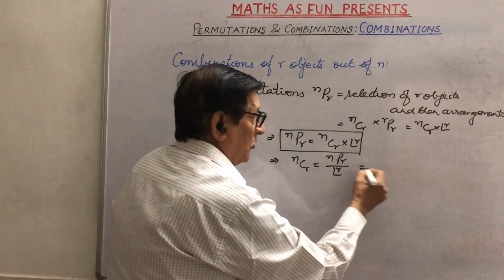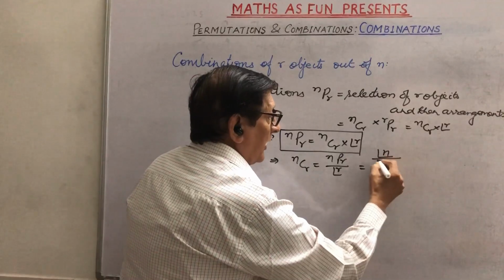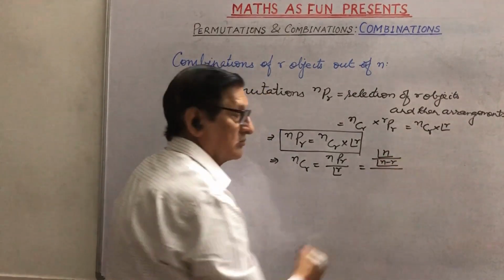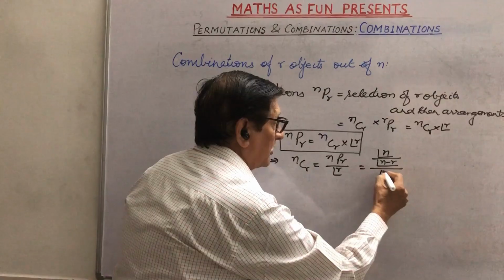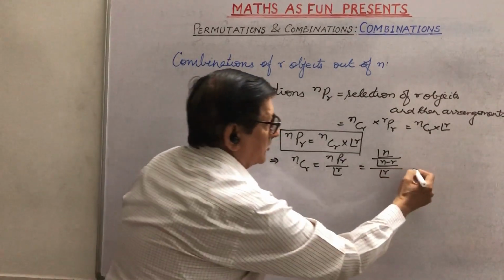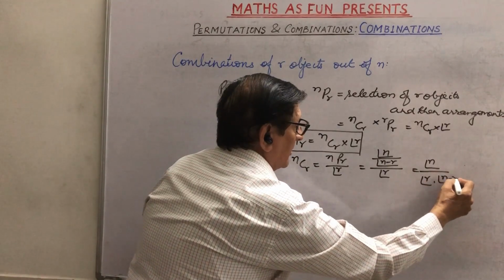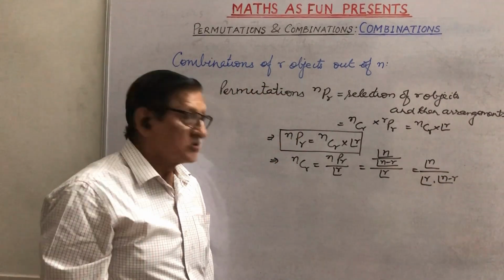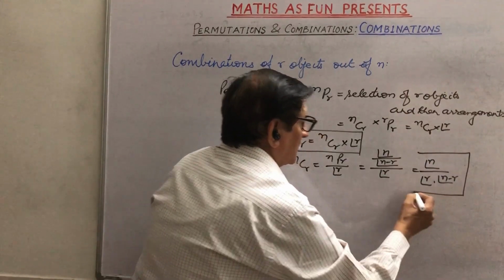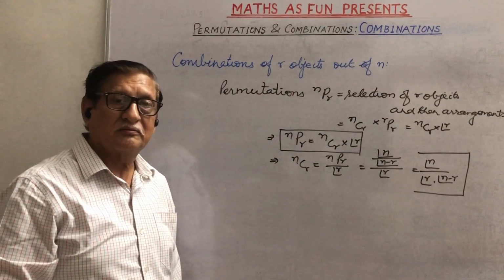nPr we know is factorial n upon factorial n minus r, divided by factorial r, which is equal to factorial n upon factorial r into factorial n minus r. So this becomes the formula to calculate nCr.